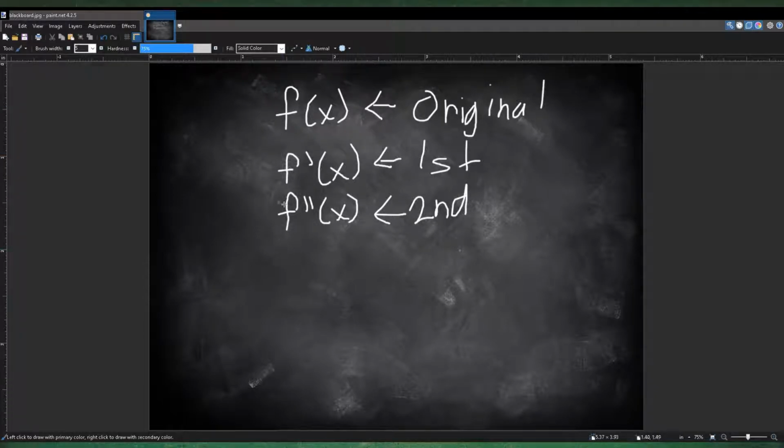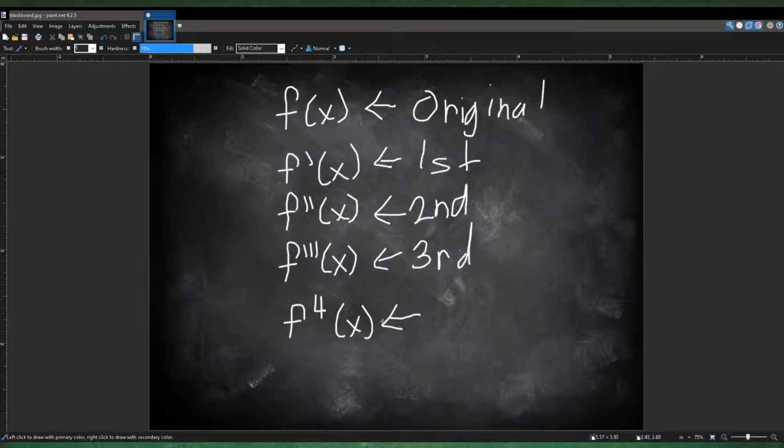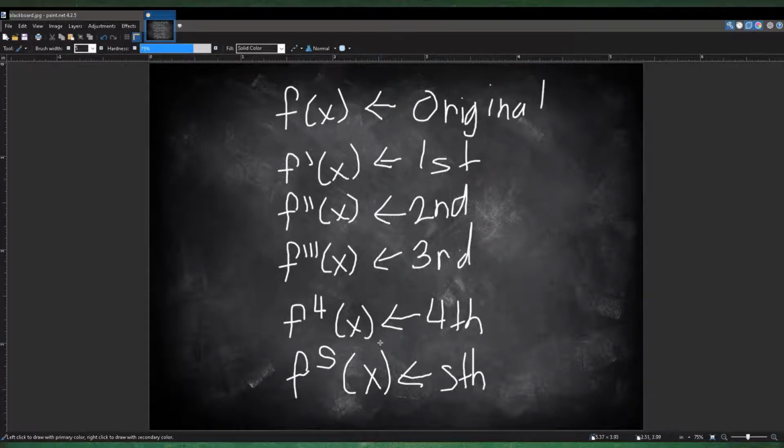Okay. Now, if you want to find the third derivative, you could have 3 apostrophes. This would become our third derivative. But by this point, you could usually just use f of 4 in parentheses to refer to your fourth derivative. Right? And so on and so on. So if this is the fourth, then f with a 5 is our fifth derivative, okay?